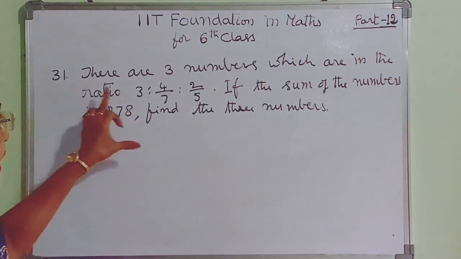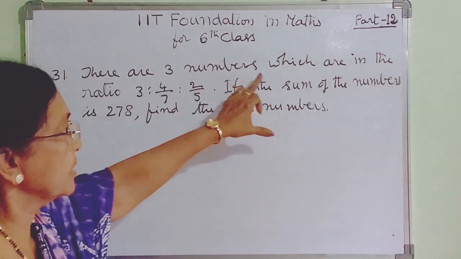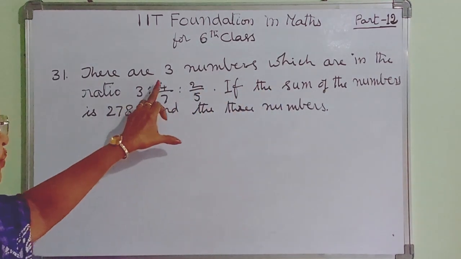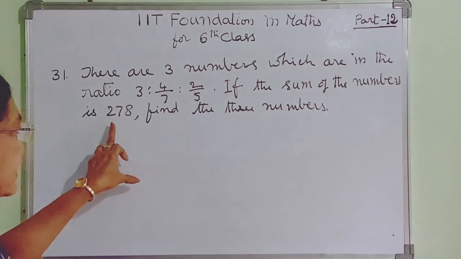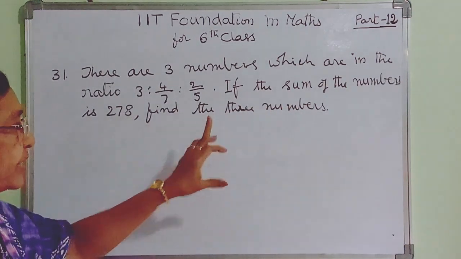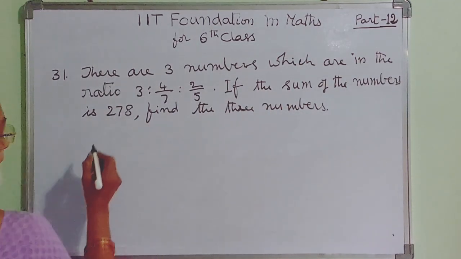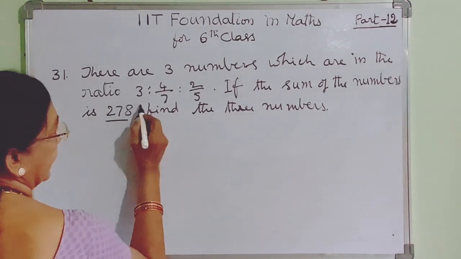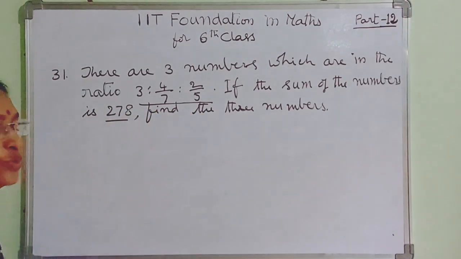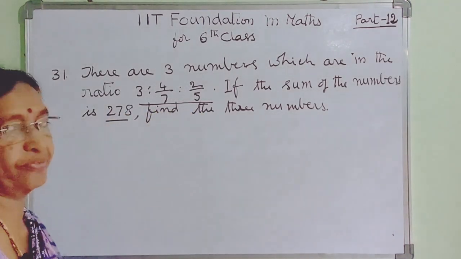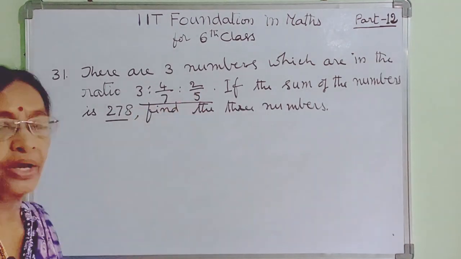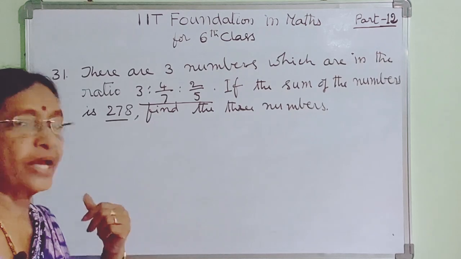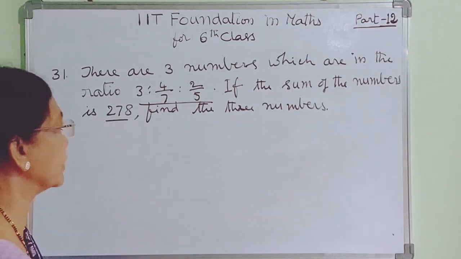31st problem. There are three numbers which are in the ratio 3 : 4/7 : 2/5. If the sum of the numbers is 275, find the three numbers. Sum of the numbers is 275 and the ratio is 3 : 4/7 : 2/5. So first we have to convert this ratio into a ratio of natural numbers.